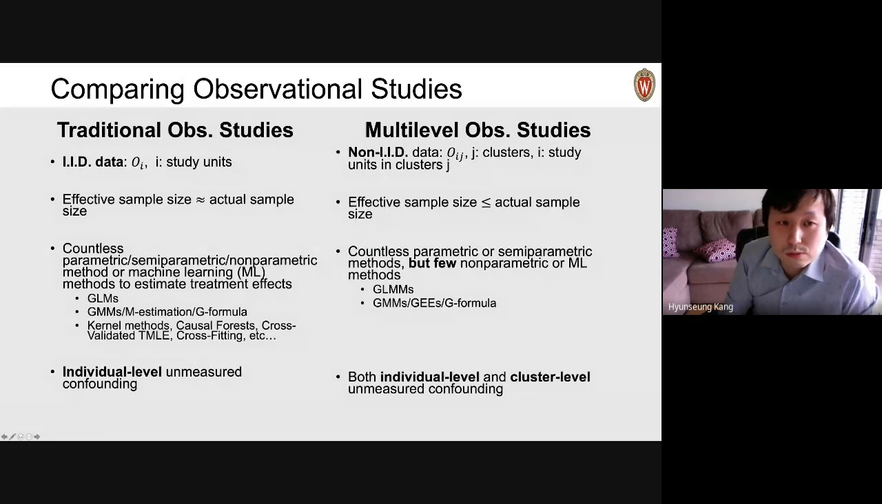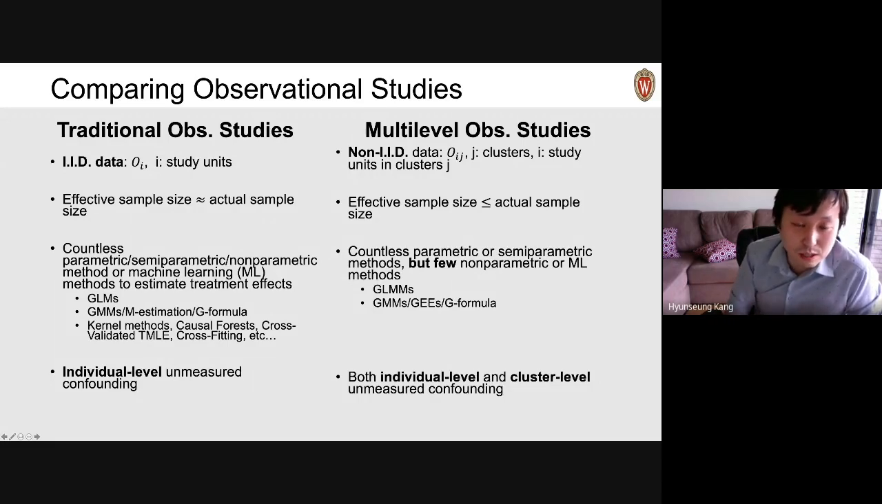So just to give you a flavor of what differs between traditional observational studies and multi-level observational studies: in a traditional observational study, I denote the observed data as O, and you effectively assume that O_i comes from some i.i.d. distribution with some population, and i represents study units. The effective sample size, for training the model or the estimates, is roughly equal to the actual sample size you collect at the end of the day. And this is i.i.d.